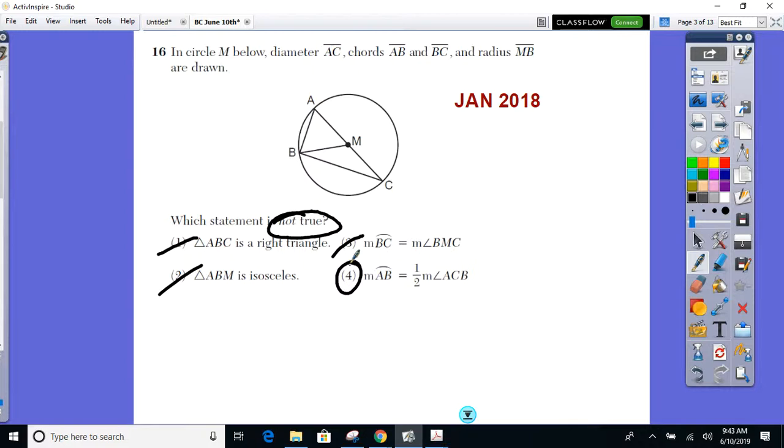What type of angle is ACB? Inscribed. What's the rule for inscribed? Half the arc, right? Well, looks okay. Whoa, whoa. What's the rule? Half the what? Everyone see that? It's got to be half of the arc, not half the angle. We good there? I got one more I'm going to do with you, and then you're good to go.